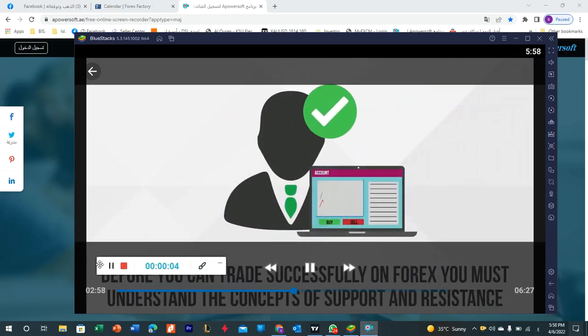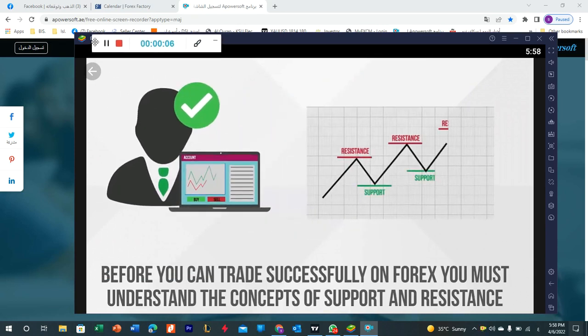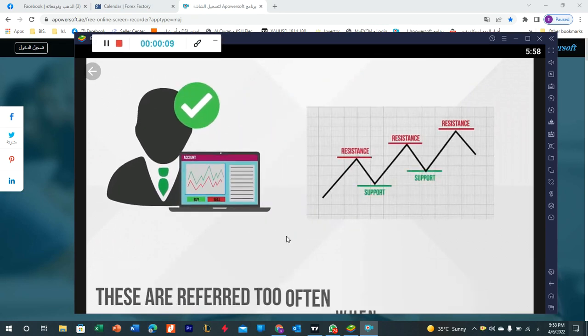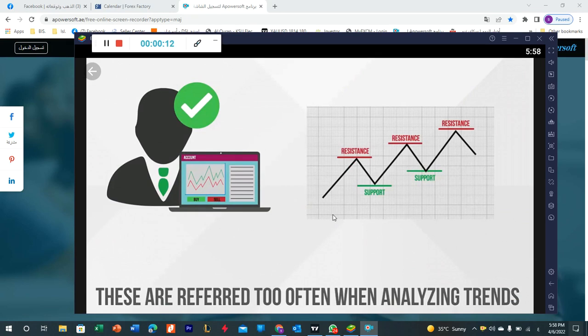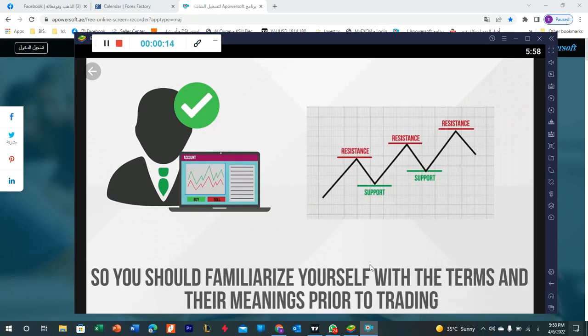Before you can trade successfully on Forex, you must understand the concepts of support and resistance. These are referred to often when analyzing trends, so you should familiarize yourself with the terms and their meanings prior to trading.